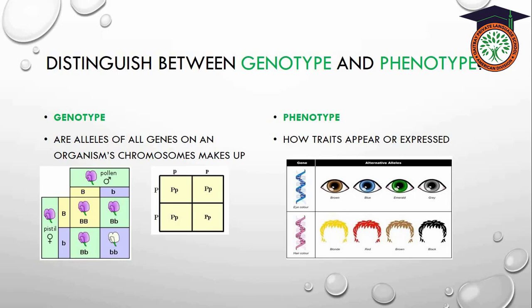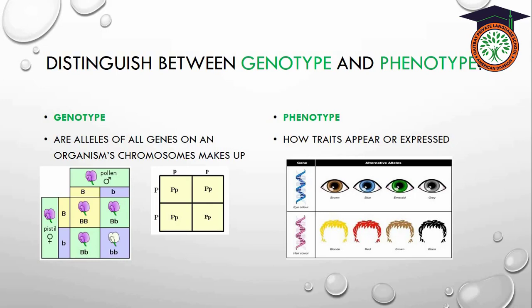Like this example, we have the pollen of a flower. It carries B capital and B small. One allele is dominant and the other is recessive, and this is called hybrid. And the pistil, which is the female reproductive organ in the flower, also carries two alleles, B capital and B small. B capital refers to the dominant character and B small refers to the recessive character.